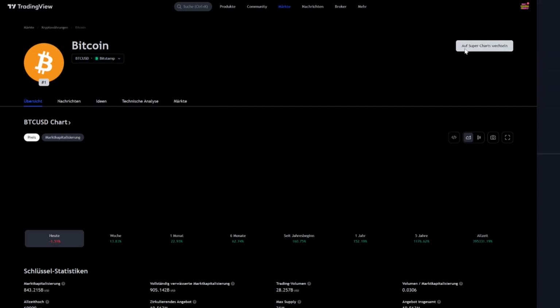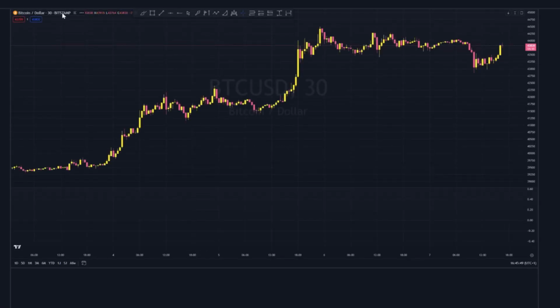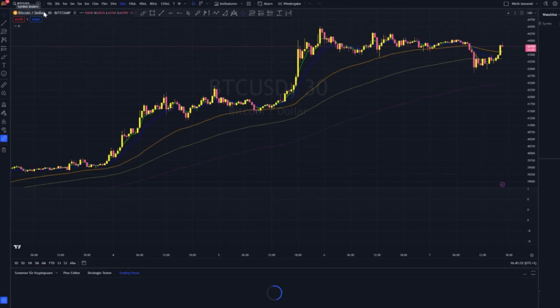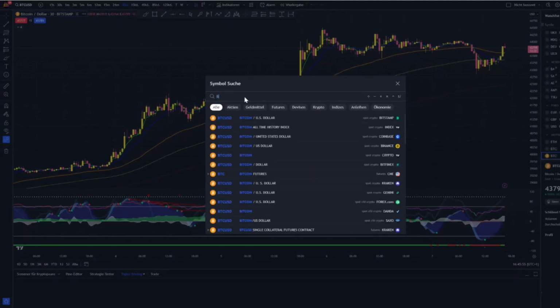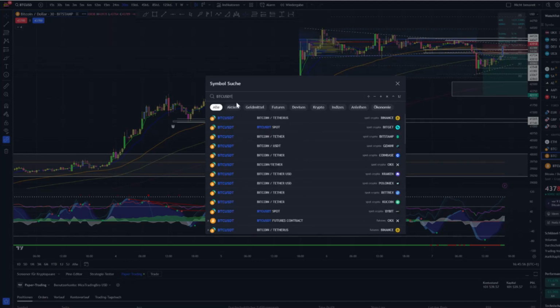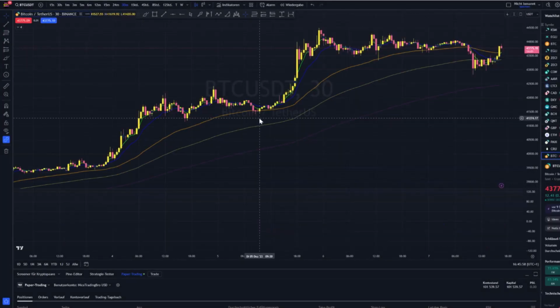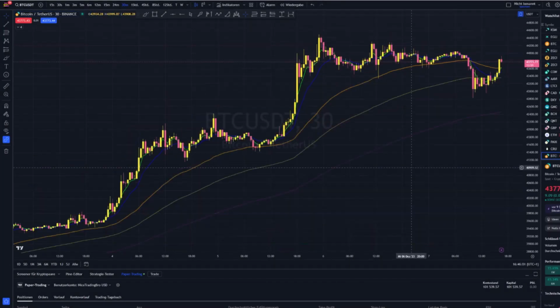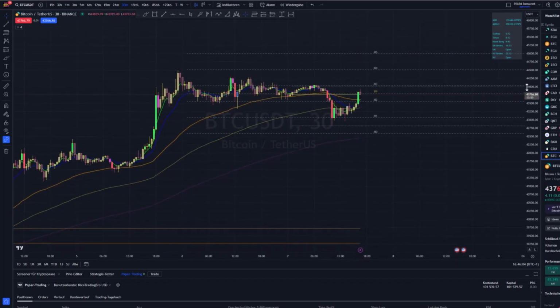Now, let's switch to TradingView together, and I'll show you the PVSRA strategy live on various charts and trading pairs. For example, with the Bitcoin USDT Binance chart. Why the Binance chart? Because Binance simply has the largest trading volume. Let's start with the strategy now.